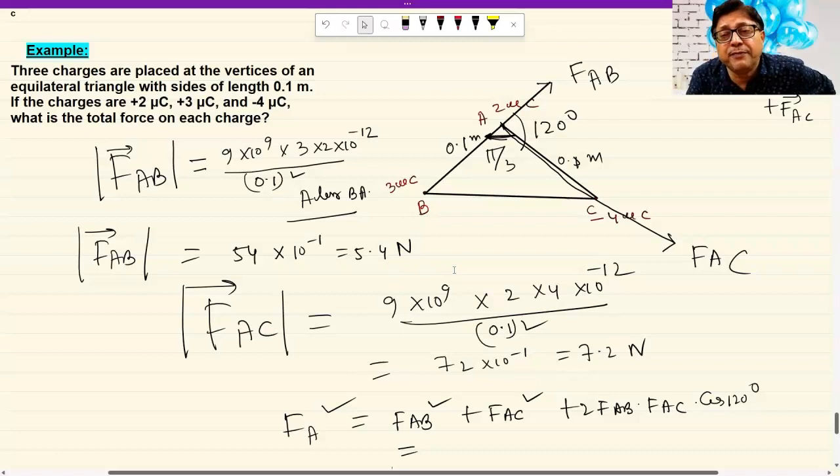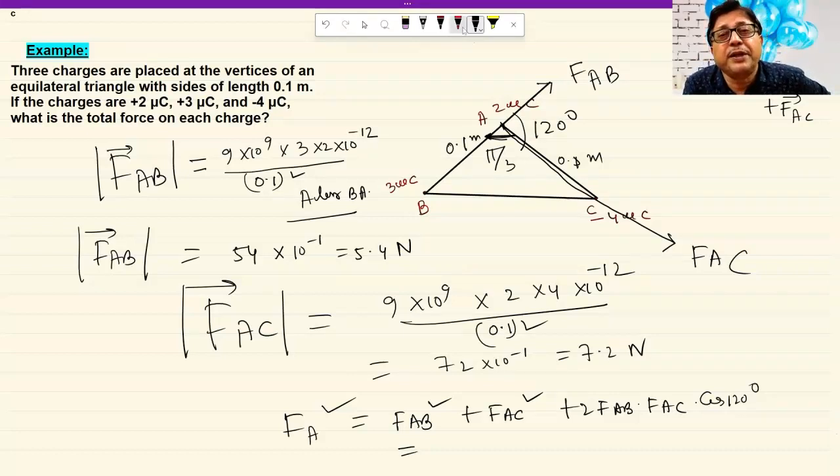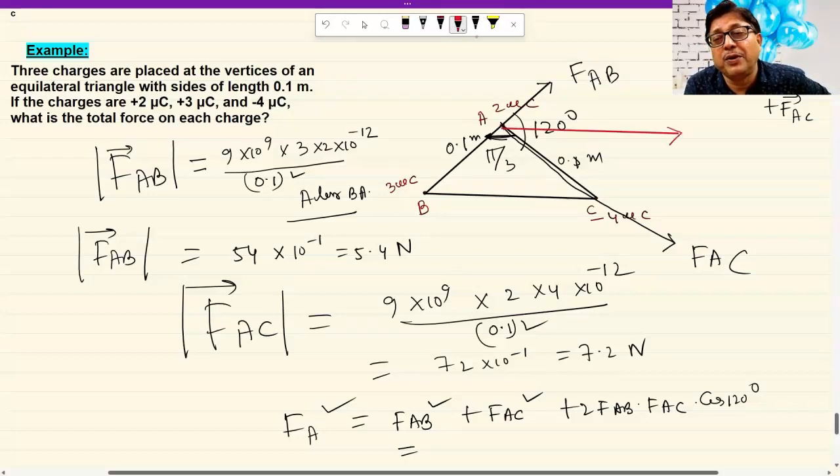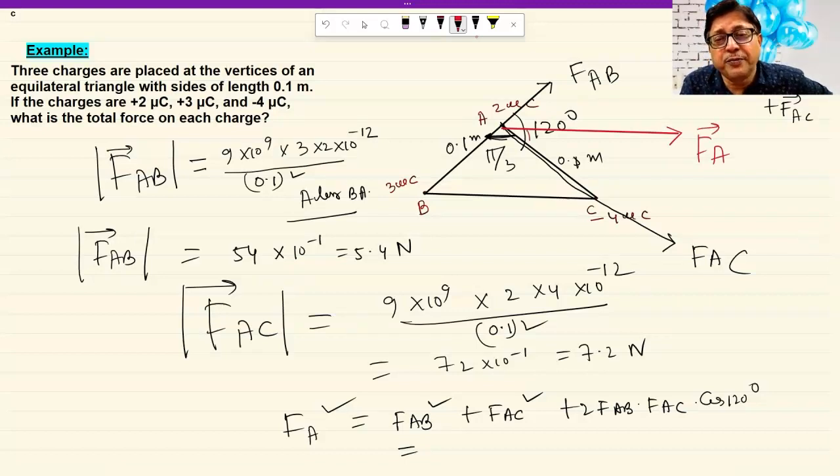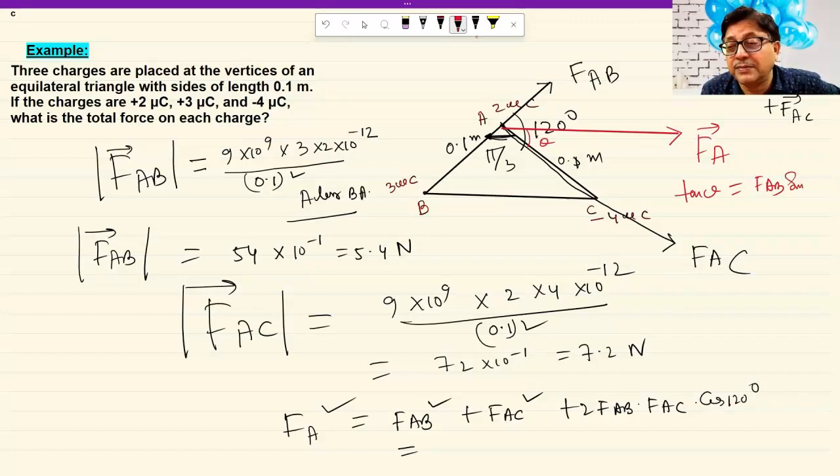The direction of FA you can find vectorially, that is again vectorially by the parallelogram law or by using a formula. This is the direction of FA. You need to find this angle. Use what you have learned in class 11, that tan theta equals FAB Q sin theta, I mean FAB sin 120, Q sin theta by P plus Q.